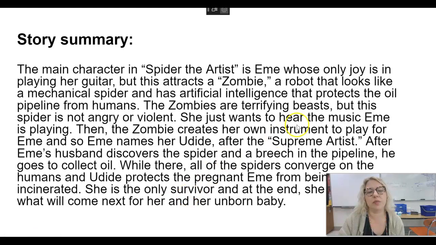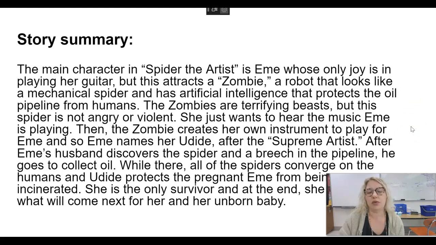The main character in Spider the Artist is Eme, whose only joy is in playing her guitar, but this attracts a zombie, a robot that looks like a mechanical spider and has artificial intelligence that protects the oil pipeline from humans. The zombies are terrifying beasts, but this spider is not angry or violent. She just wants to hear the music Eme is playing.